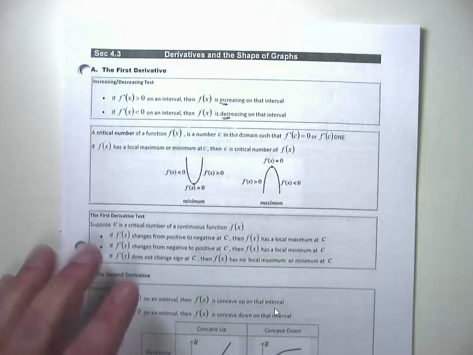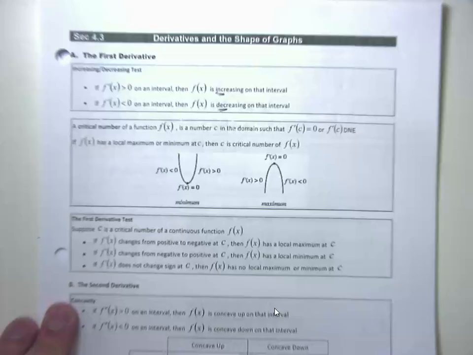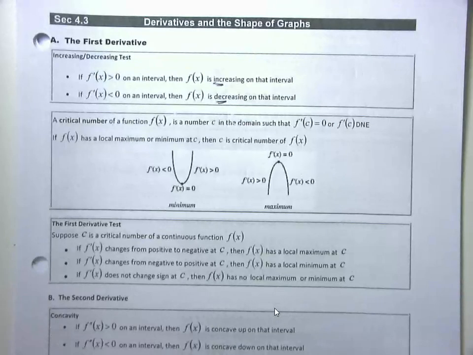A critical number of a function f of x is a number c in the domain such that f prime of c equals 0, or f prime of c does not exist. Remember, there were two ways we found critical numbers. We took the derivative, set it equal to 0, and solved, and where the derivative didn't exist. But here's the big deal. If f of x has a local maximum or minimum at c, then c is a critical number. That's what we're after. Max, min numbers, critical numbers.